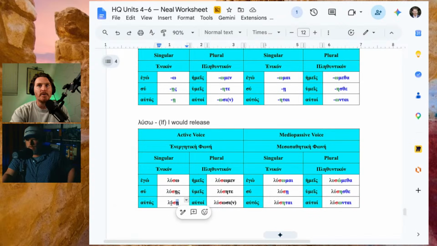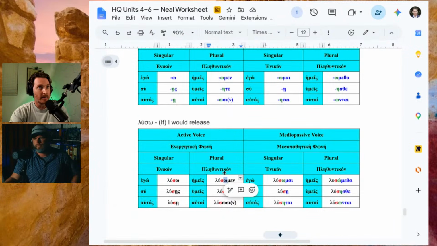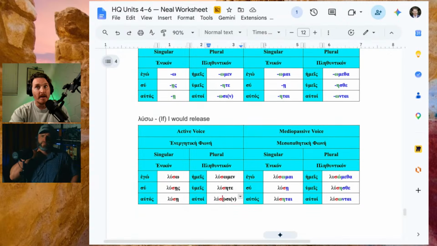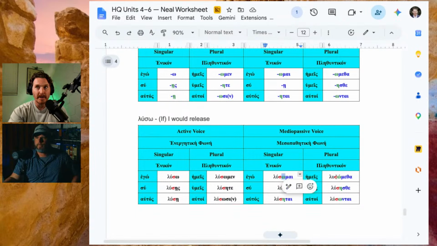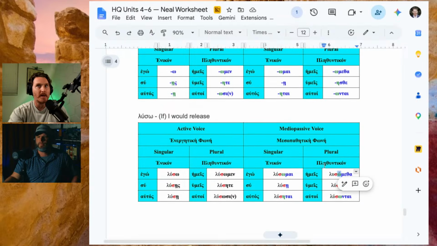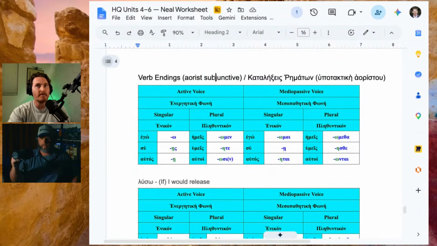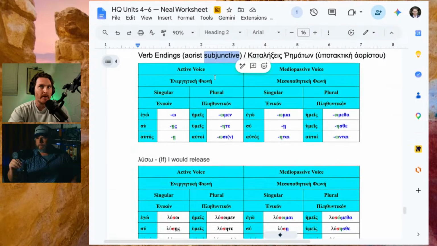So luse, autos luse, right? And then lusomen with an omega, as opposed to the omicron that we had in the indicative mood. Ete, the epsilon lengthens to an eta. And then here also the omicron-upsilon becomes omega. We basically have vowel lengthening happening in the subjunctive mood, because we're going to be using the subjunctive, and that's why we have to review it.